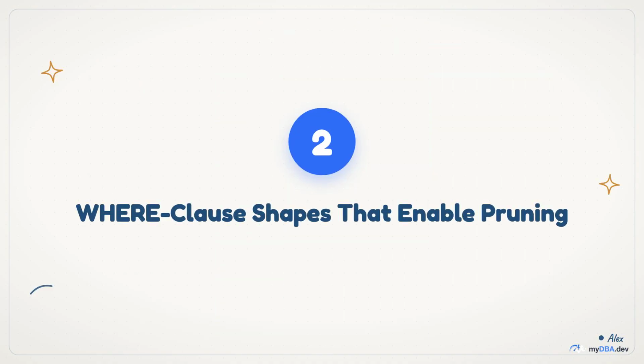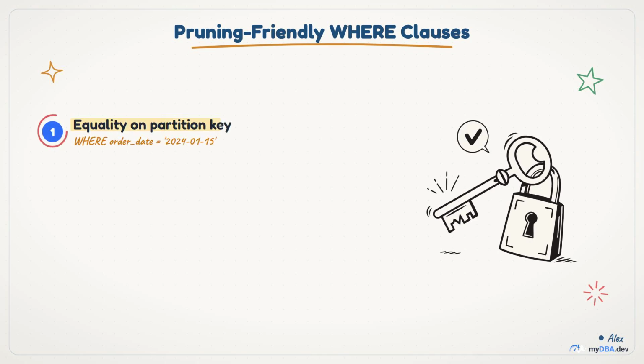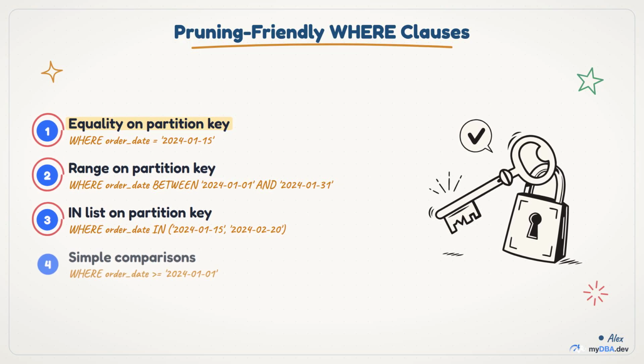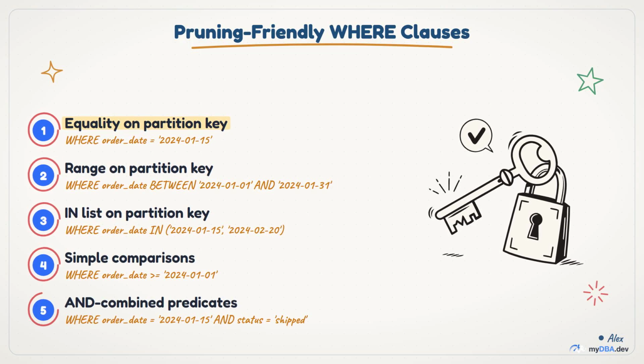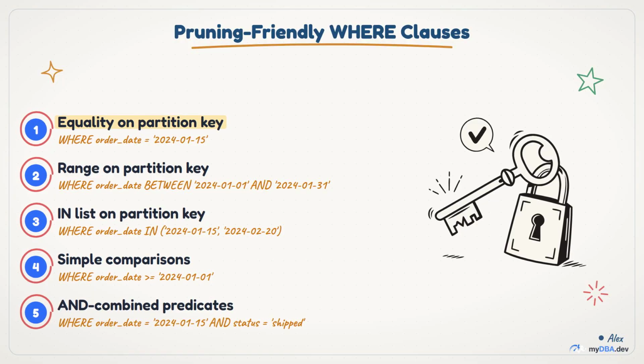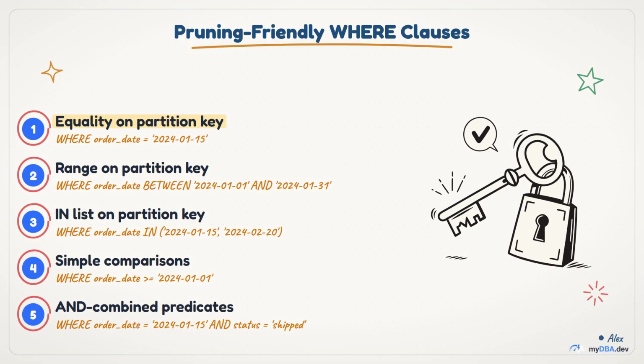Pruning only works if your where clause matches the partition key in a way the planner or executor can understand. There are shapes that enable it and shapes that silently break it. What counts as a match? Equality, ranges, and in-lists all work as long as they directly reference the partition key column. Simple comparisons work well because the planner can map them to partition boundaries, and combined predicates work too. The pruning logic extracts the partition key predicate and ignores the rest.